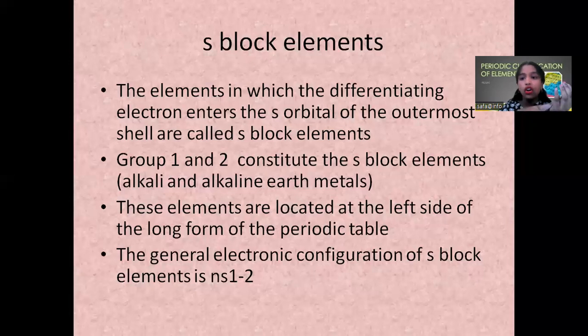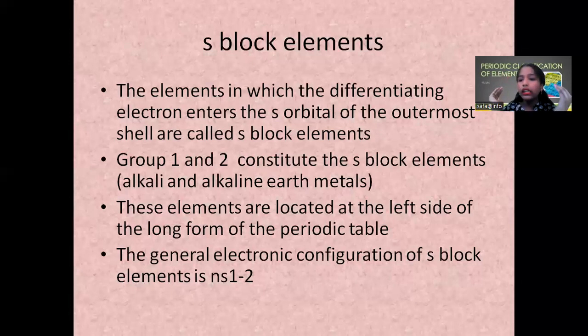Group 1 and 2 are also called alkali and alkaline earth metals. How are they called alkaline earth metals? Based on the properties. The elements have the properties of alkali and alkaline earth metals. Group 1 and 2 wholly are alkali and alkaline earth metals. Not only alkali and alkaline earth metals, there are also halogens; these are some properties. Based on that, the groups also have some other names. So group 1 and 2 are called the S block elements.